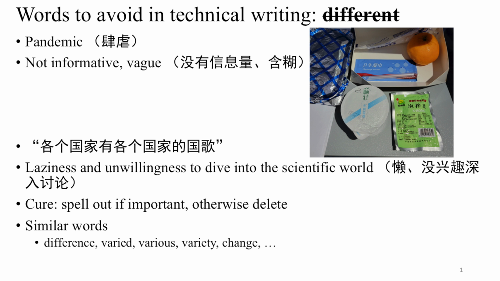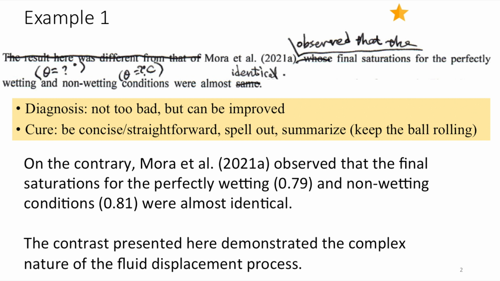The keyword is: spell out if important, otherwise delete. Similar words include difference, varied, various, variety, change. Example 1. This sentence is not too bad, but can be improved.